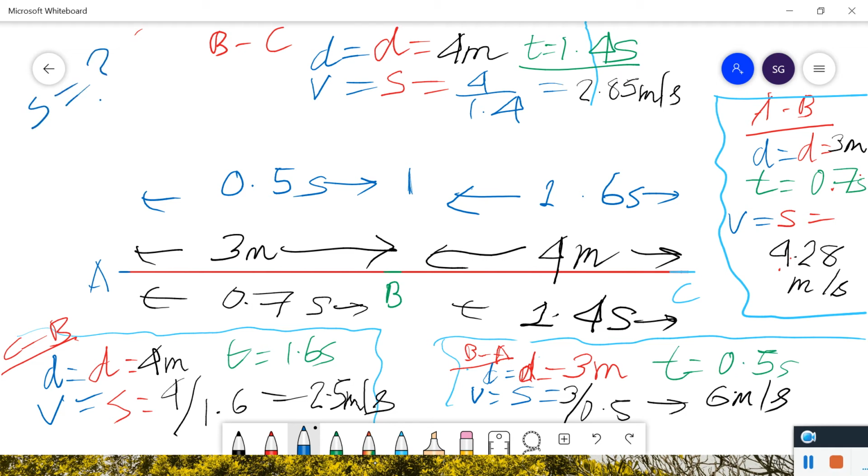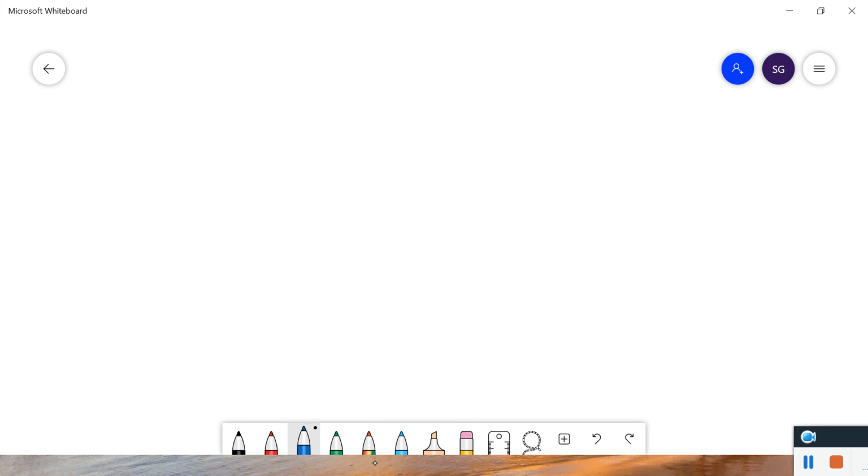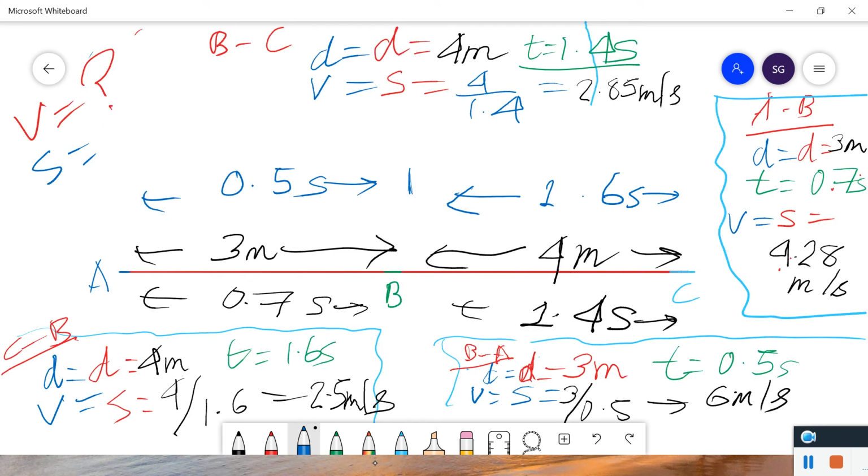Speed is equal to what? Sorry, I will not change the rotation so that we won't confuse you. Velocity is equal to what and speed is equal to what if time given is equal to, let's say, 3.9 seconds.